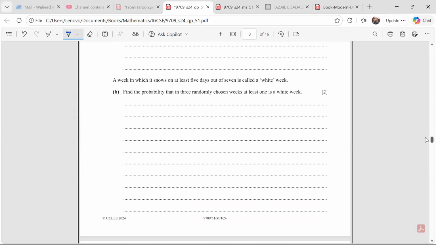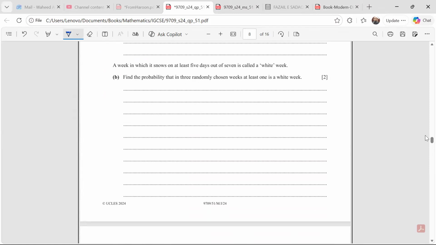Now, second part, part B. A week in which it snows on at least 5 days is called a white week. Now find the probability that in 3 randomly selected weeks, at least one is a white week. So again, if you select three different weeks, we want the probability that at least one is white.